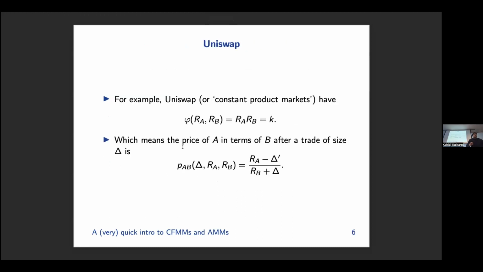An example of one of these exchanges is something called Uniswap, which is a decentralized exchange in which the formula for this invariant function is very simple. This exchange accepts valid trades if you keep the product of the reserves constant. So the function phi here is just the product of these two reserves, R_A times R_B. And this product allows you to construct a price for A in terms of B, which is just the ratio of the reserves.